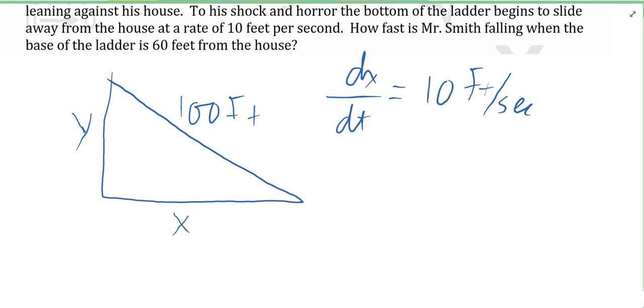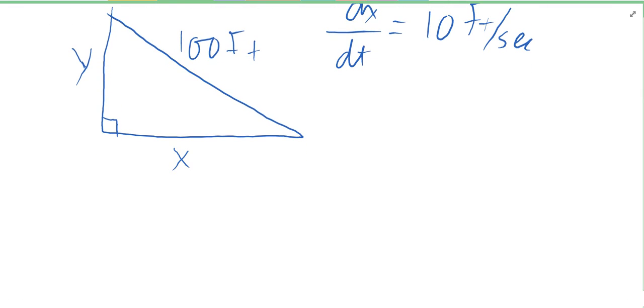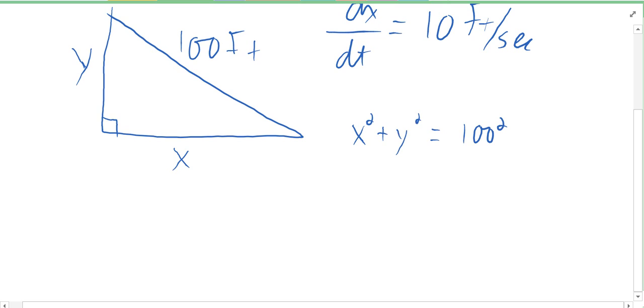So we're going to do Pythagorean theorem again for this. And the Pythagorean theorem to set this up is going to be x squared plus y squared has to be 100 squared. Cool. Which is what, 10,000? So when we derive this, because we want to know dy/dt is the question, which we'll write over here.